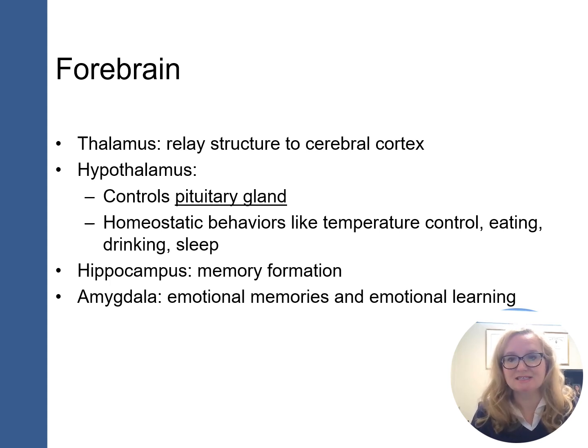The hippocampus is an interesting structure because it is so important in memory formation. So we'll come back to the hippocampus again when we talk a lot in the various memory chapters. And then the amygdala. The amygdala is this emotional processing center that is so important in emotional memories and emotional learning. I think that there's just more and more interesting work connecting cognitive processes to emotion.